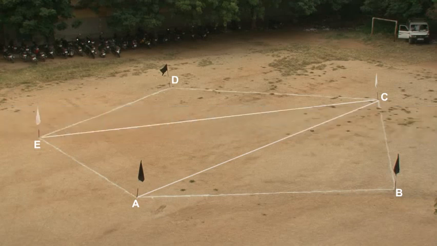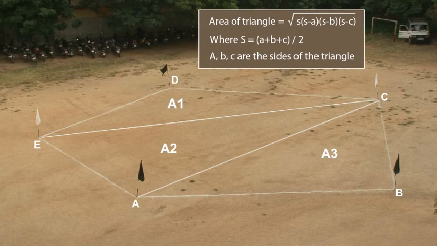Now, calculate the area of each triangle using this formula. S for triangle ABC is equal to the sum of the lengths of each side of ABC divided by 2. That is, S is equal to AB plus BC plus AC divided by 2, which means S is equal to 14 plus 12 plus 21 by 2, which is equal to 23.5. So, substituting this S and the lengths of AB, BC and AC gives the area of triangle ABC as 80.11 square meters.